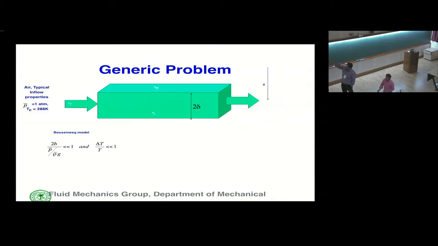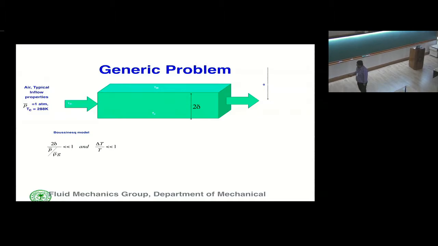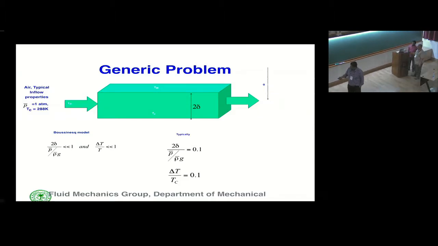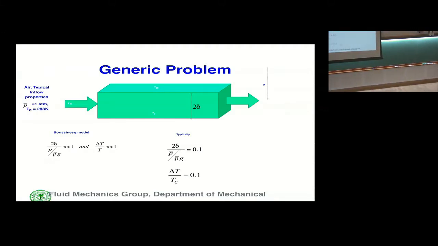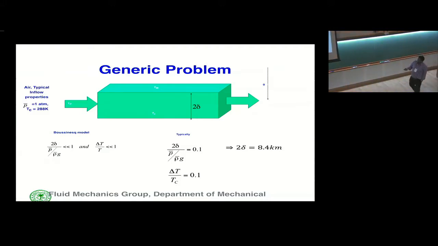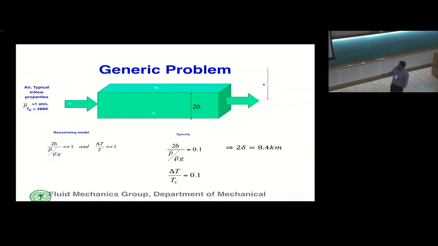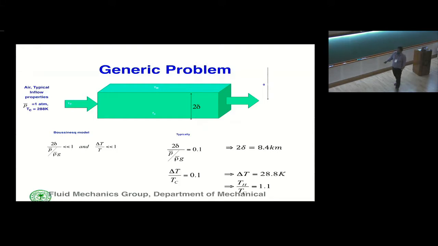So if you have a top wall and you want to apply a Boussinesq model, you must ascertain these two parameters should be much less than 1. So let's typically fix this value as 0.1, which is much less than 1. If you have beta delta T, and since our working fluid is a gas, I can write beta as 1 over Tc, where Tc is the cold temperature. From here you can say that 2 delta should be 8.4 kilometers, which is fine. So delta T is around 30 degrees centigrade.